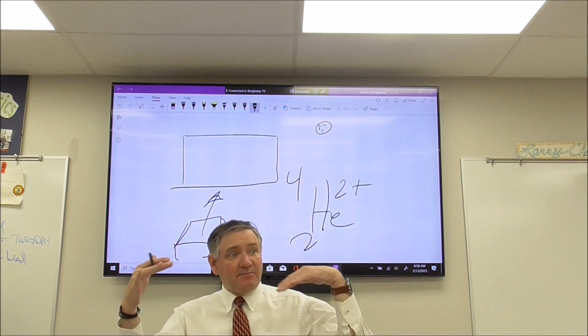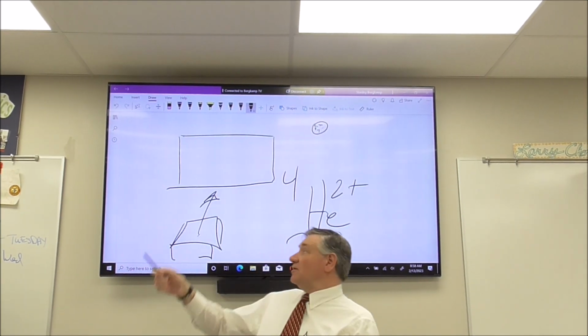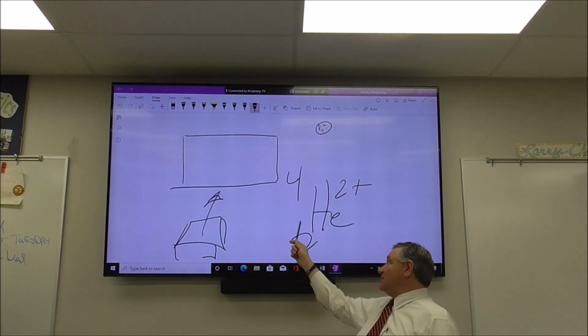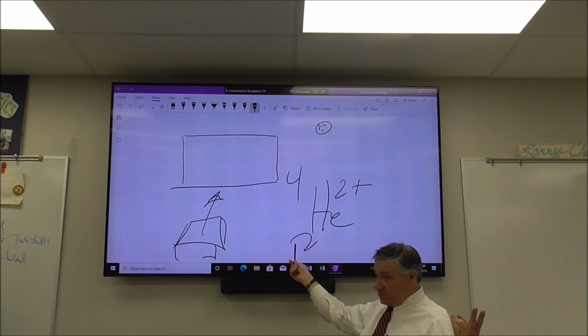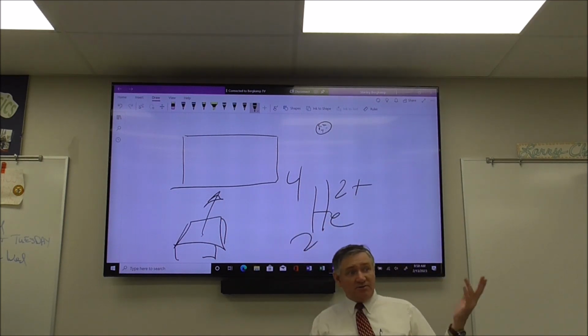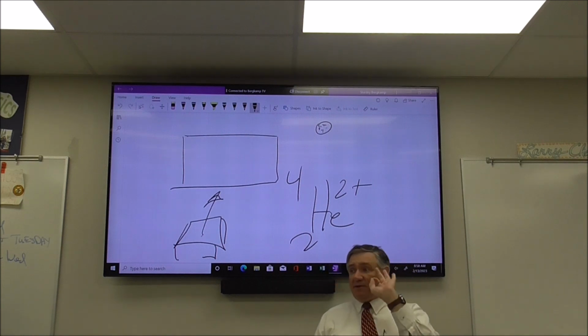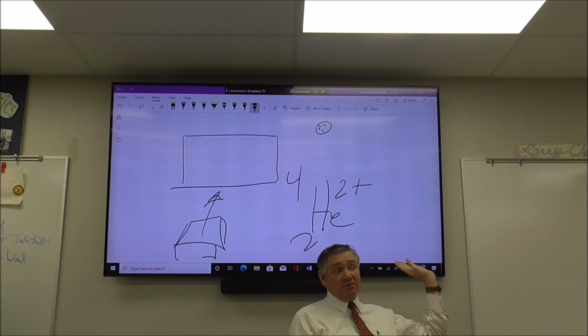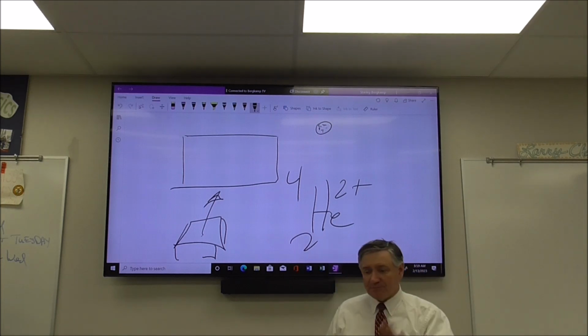If you harken back to your Chem 1 days, this is the mass number, with 2 protons and 2 neutrons. This is the atomic number, 2 protons. And this indicates that it has lost 2 electrons. So this is basically nothing but the helium nucleus. That's all it is. They didn't know what they were, so they called it an alpha particle.